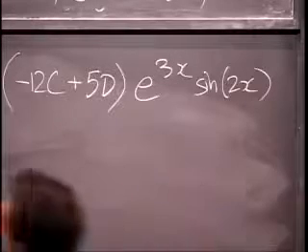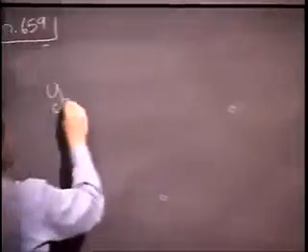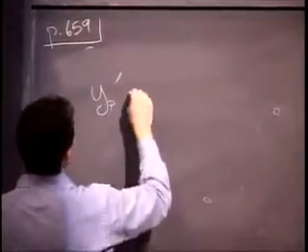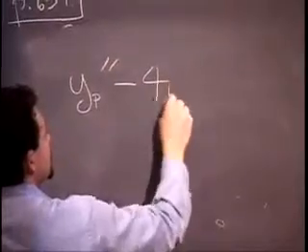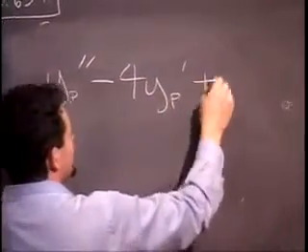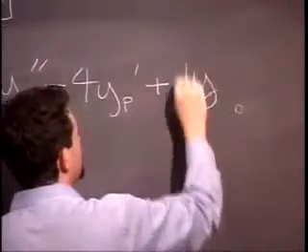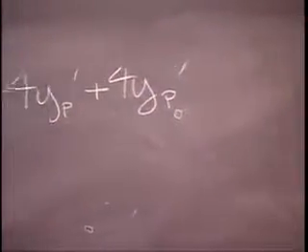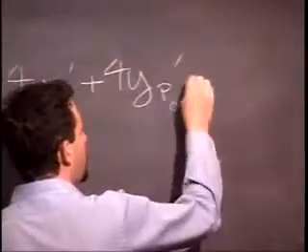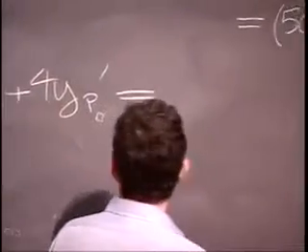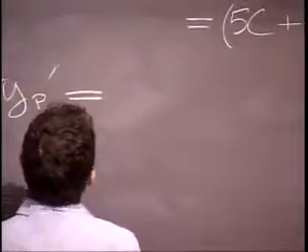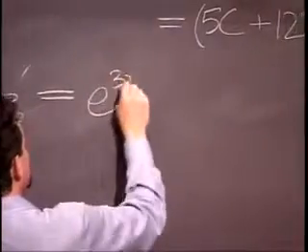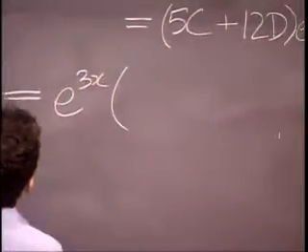Now, time to plug in all the pieces. I need to plug it into the original differential equation: y double prime minus 4y prime plus 4y, and that equals some unholy mess. Well, yp is e to the 3x. I'm just copying this from above.